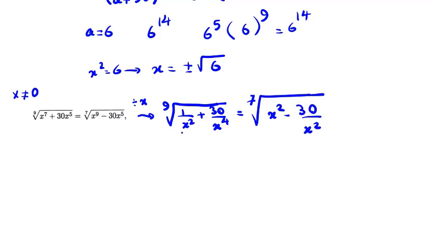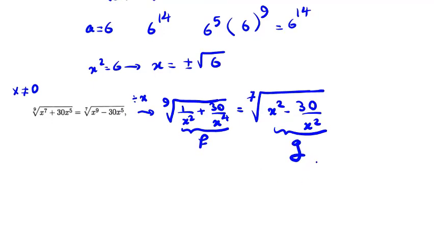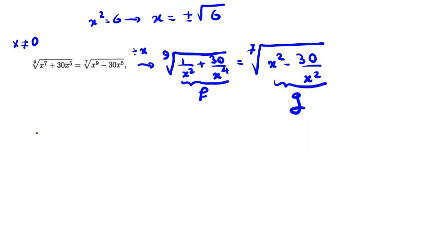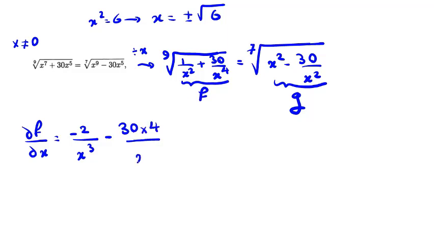So consider this function inside as f, and this function as g. Now we differentiate f, so it will be what? It's x to the power of negative 2. It will be negative 2 x cubed minus 30 times x to the power of negative 4 to the 5. So it will be negative 2 x cubed minus 120 x to the power of 5.